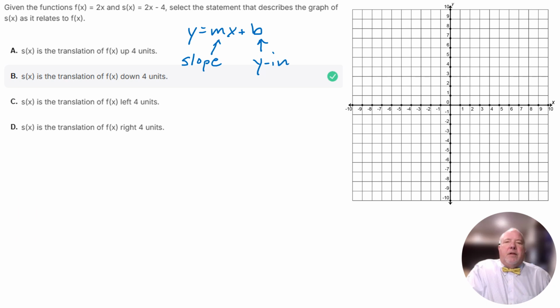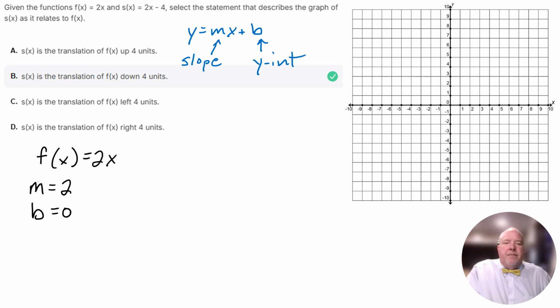So let's look at our two equations. So I have f of x equals 2x. And so the coefficient of x is the slope, and then b is the y-intercept. There is no b here, so the y-intercept is going to be 0. So this one has a slope of 2 and it has a y-intercept of 0. So it crosses the y-axis at 0.